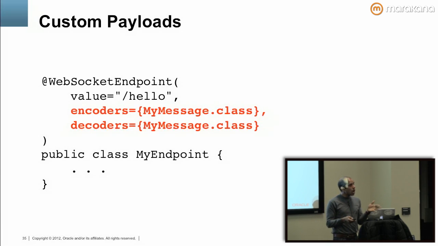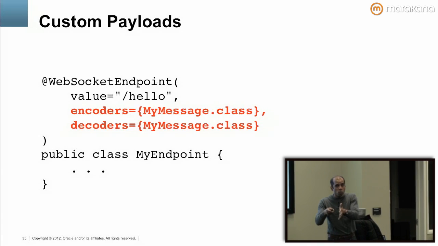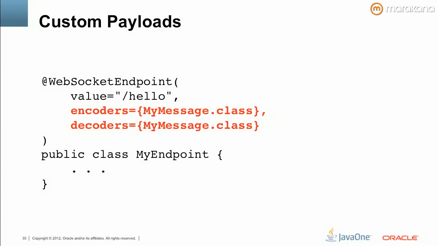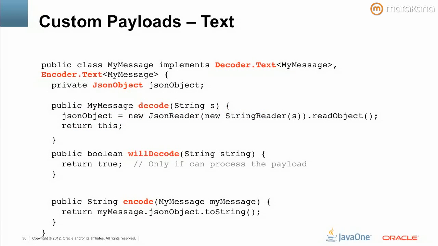So we were talking about how I can convert from JSON to my POJO and from POJO to JSON. You define those encoders and decoders, and you effectively put them right here in this annotation. How would the code look? Well, I have a public class, MyMessage. I'm defining Decoder.Text. I know that this is going to be a text message coming to me, and I want to encode it back to text. So I'm going to implement Decoder.Text and Encoder.Text. And all I'm doing is in the decode, well, first of all, willDecode. That means in terms of the decoder, the string is the payload coming to me, and I can maybe read ahead in the string and return true, meaning I can process this message.